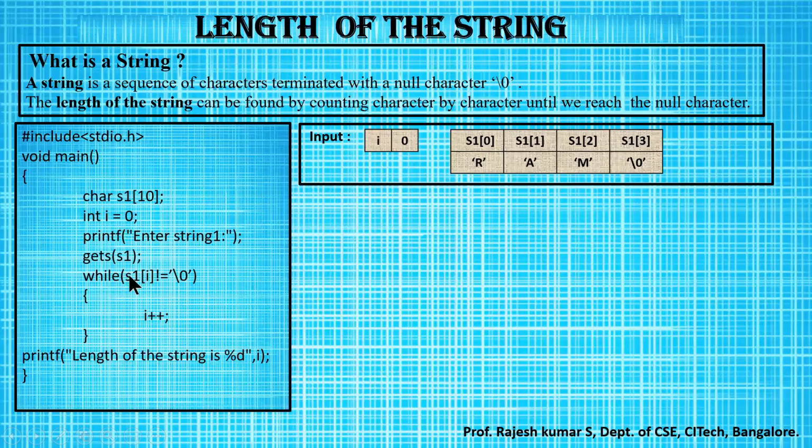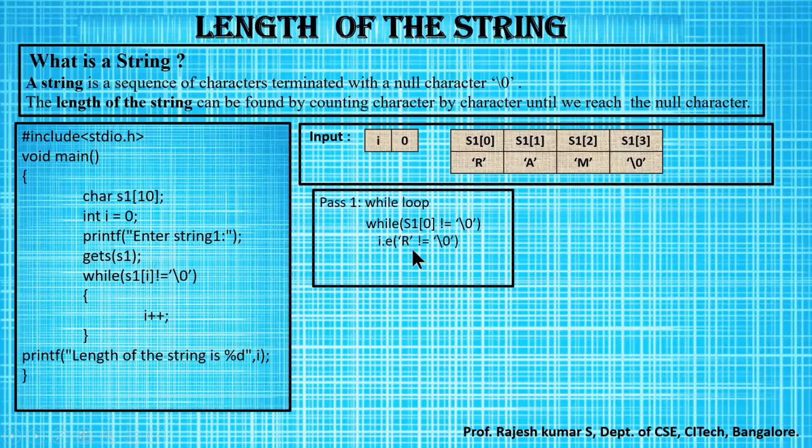So first I'll be reading the first value stored in the array, S1 of I. What is the I value? I value is 0. S1 of 0. In location S1 of 0, what is the value present? In the first pass, when I value is 0, we check whether S1 of 0 is not equal to null. Now what is S1 of 0? S1 of 0 is R. R is stored in this particular location. So I'll check whether R is not equal to null. Yes, R is not equal to null.